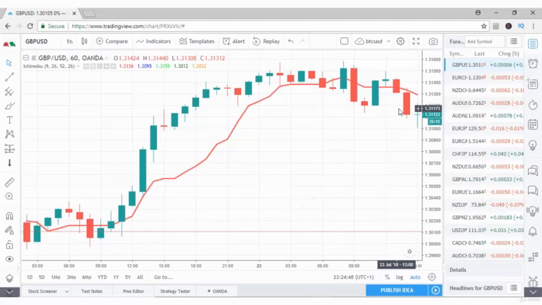Last method to trade the red line is to check the intersection with the blue line. The same concept of the crossover of the moving averages. We will talk about that method when we will analyze the blue line.